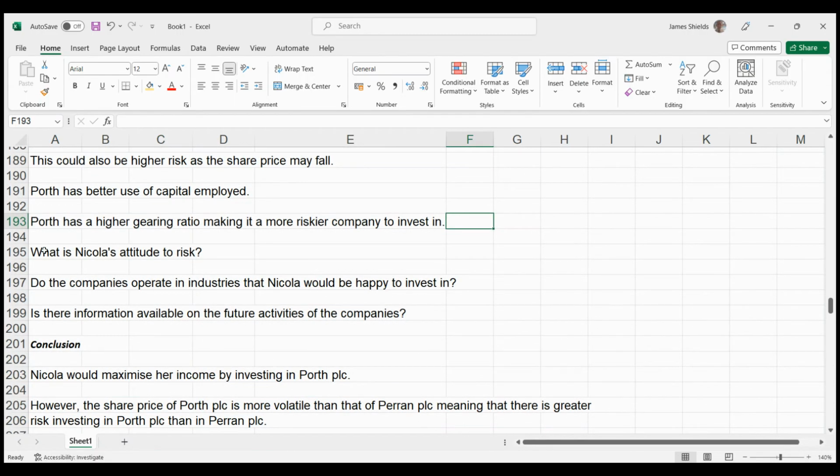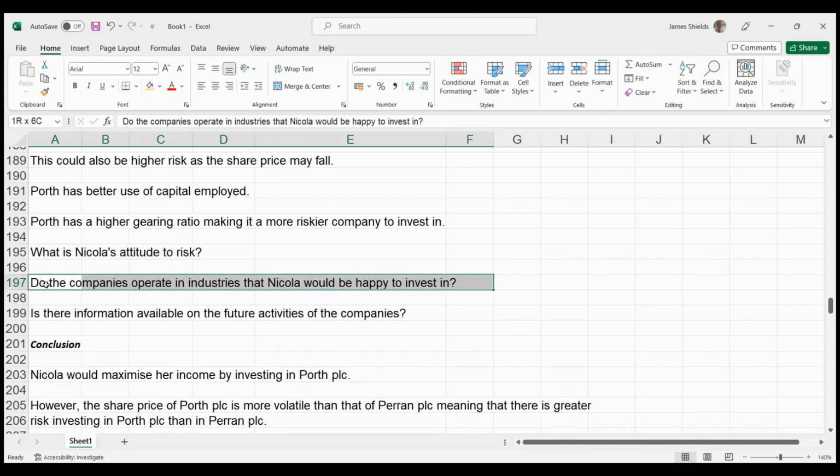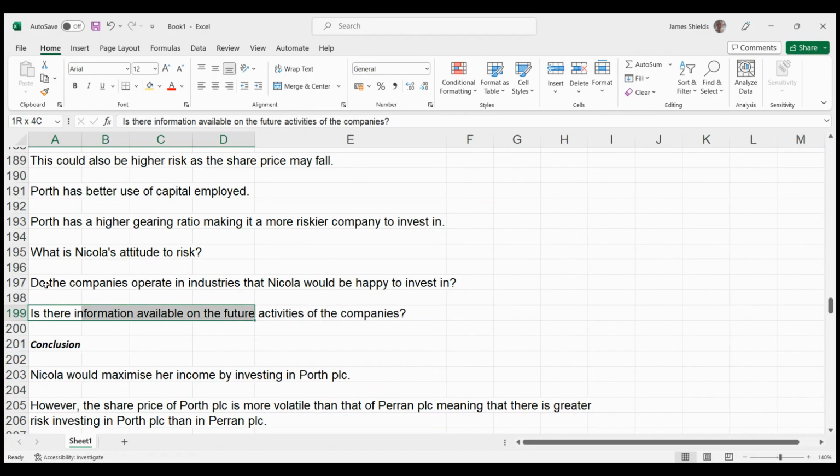Now, I've got here, what is Nicola's attitude to risk? You want to bring this into your answer. It doesn't tell us in the question what Nicola's attitude is to risk. For example, do the companies operate in industries that Nicola would be happy to invest in? We don't know what type of companies they are, so we can't answer that question. So you need to bring it into the solution. Is there information available on the future activities of the company? Again, we don't have the information, so we need it as well.